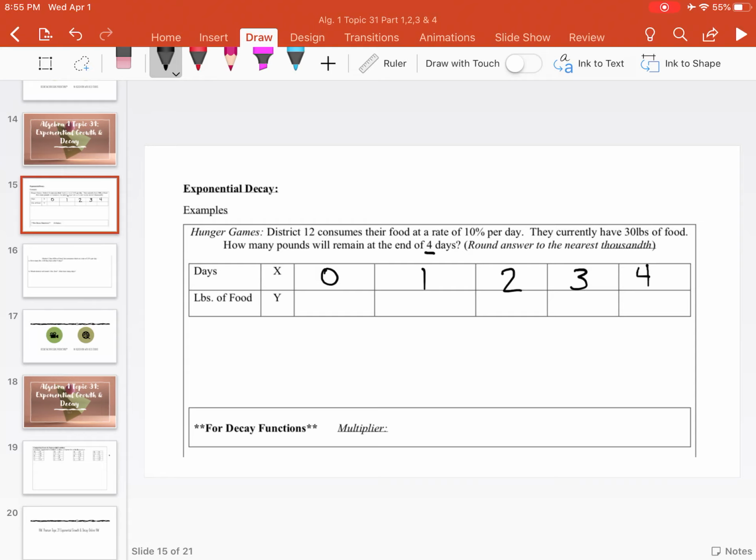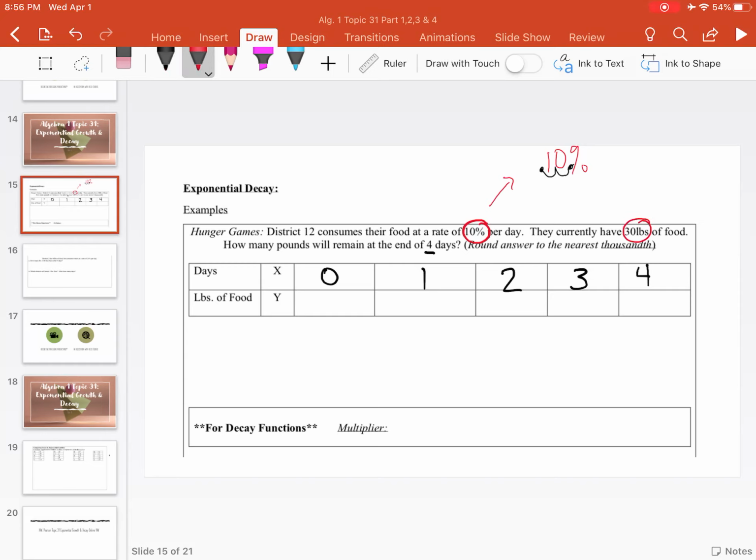Now, before we move any further, let's do cubes. So District 12, although that looks like a number there, that's just the name, consumes their food at a rate of 10% per day. While we're here, let's just convert this to a decimal because we know we have to. 10%, we have our decimal at the back here. We're going to move it 2 spots because there's 2 zeros in 100. We get 0.10, or 1/10.